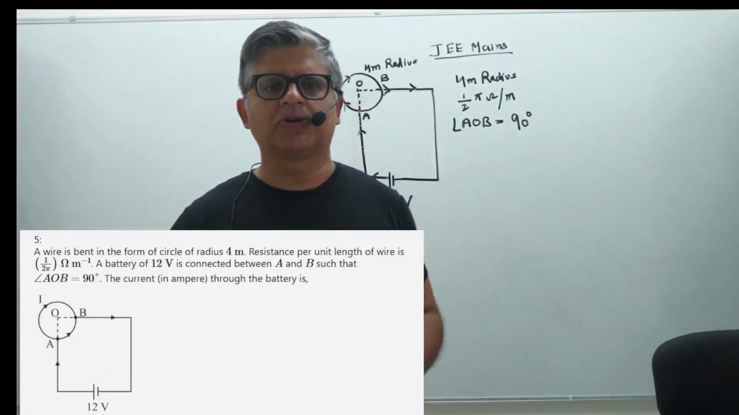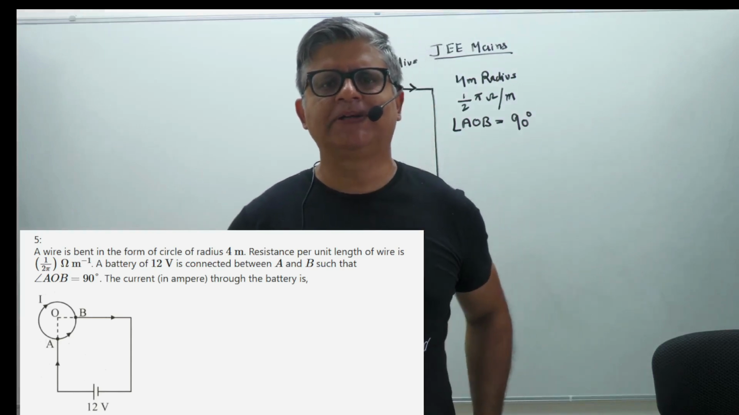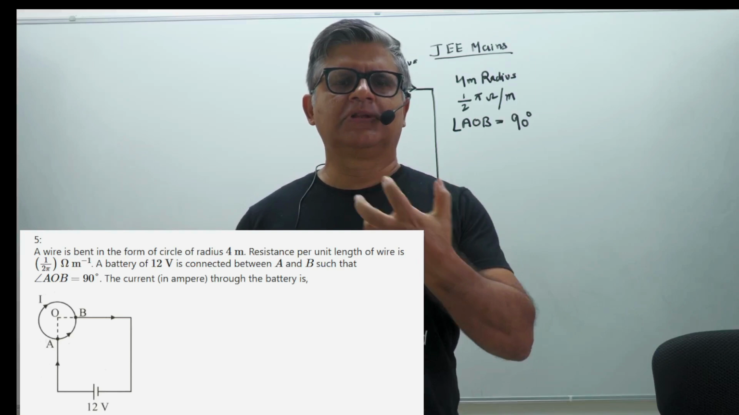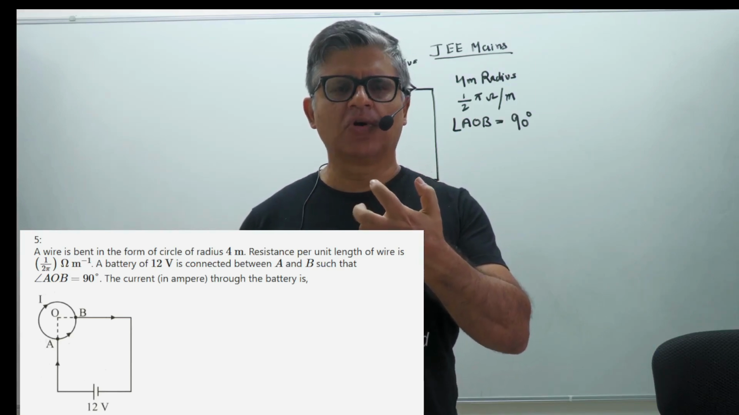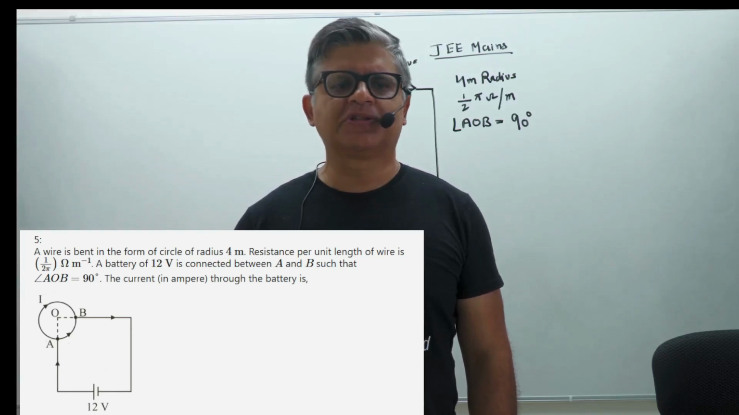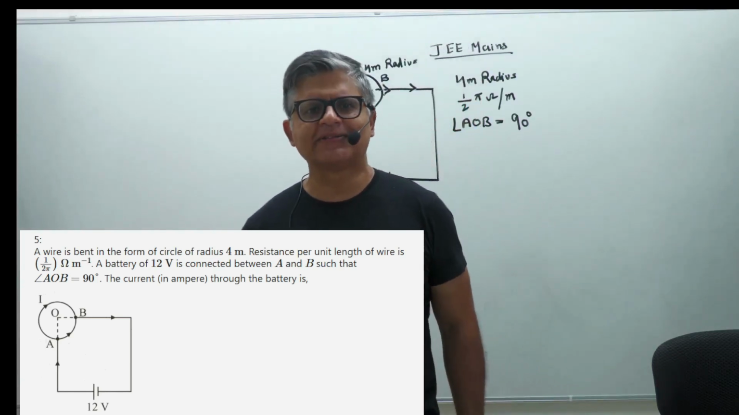This question is from the topic of current electricity. The level of the question is a bit intermediate, and the kind of question is very graphical. A figure is given, which can confuse the students. So my job is to give you a detailed explanation of what is happening.